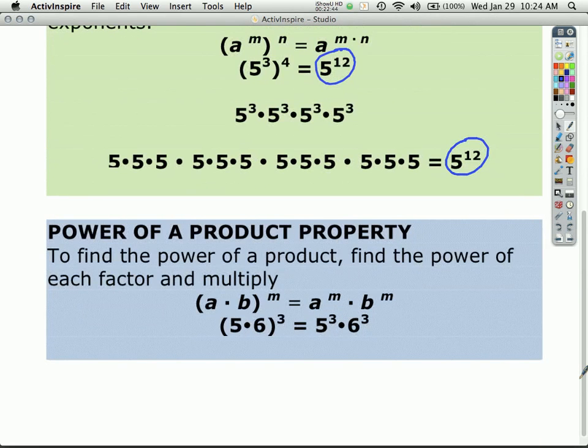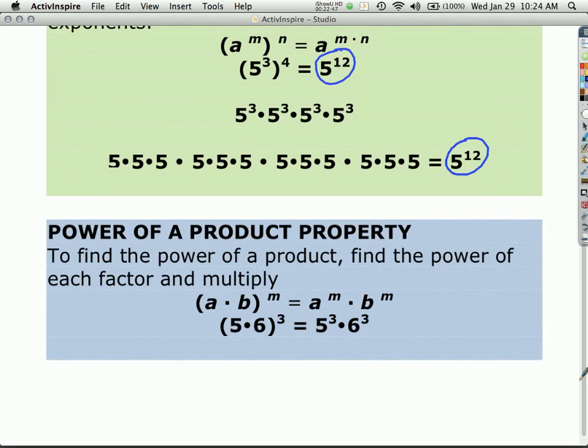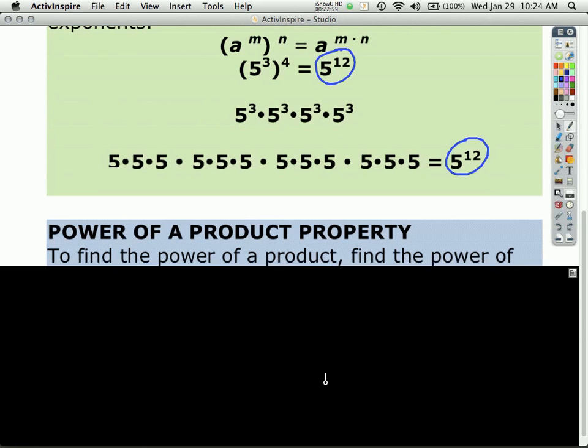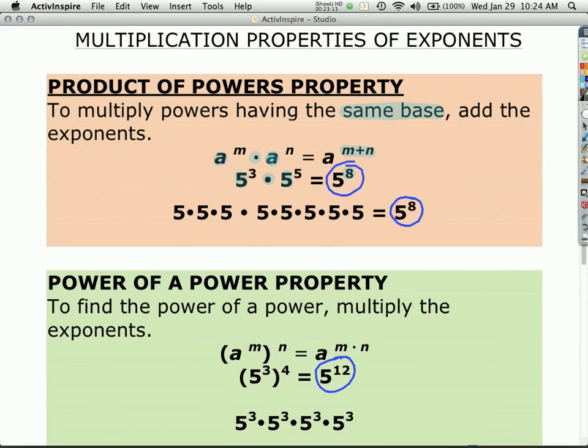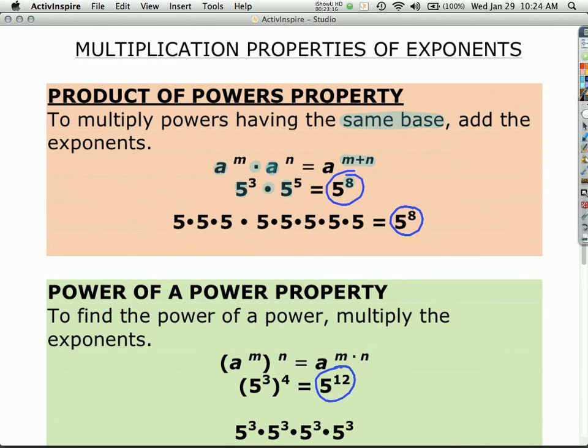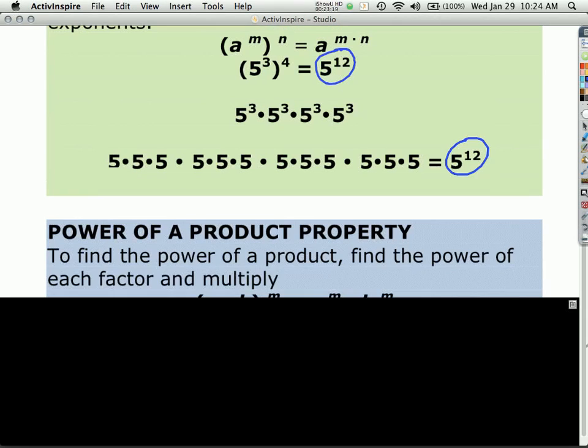Finally, power of a product. What? Didn't we do that one already? Power of a product means we have a multiplication problem that's being brought to a power. For those of you who don't know why I said that silly statement, the first one we did was product of powers. The word product came first, powers came last. This is now power of a product. Power comes first, product comes last. They're different. You have to know which one's which.